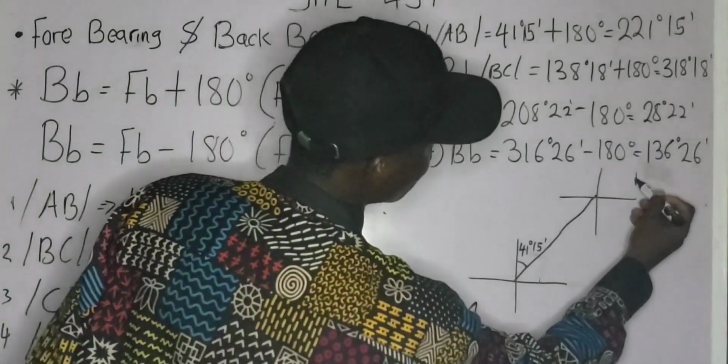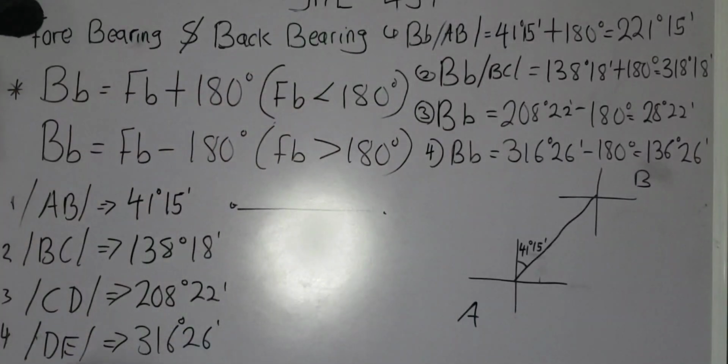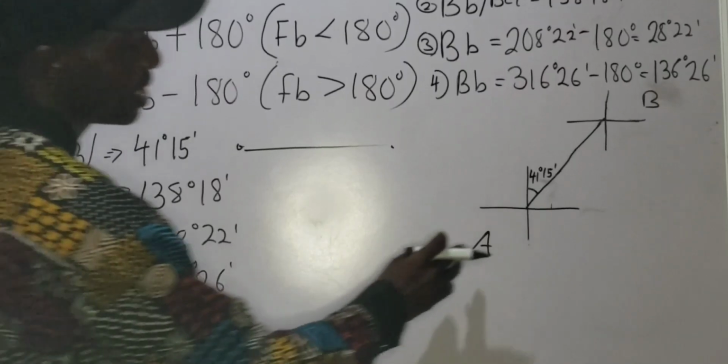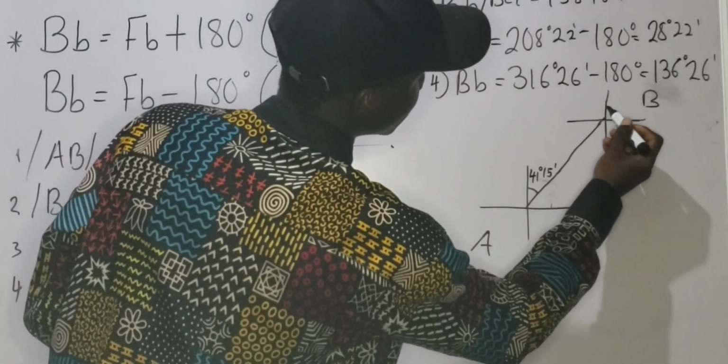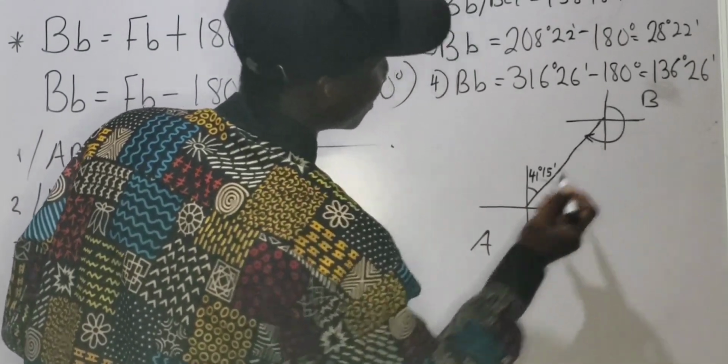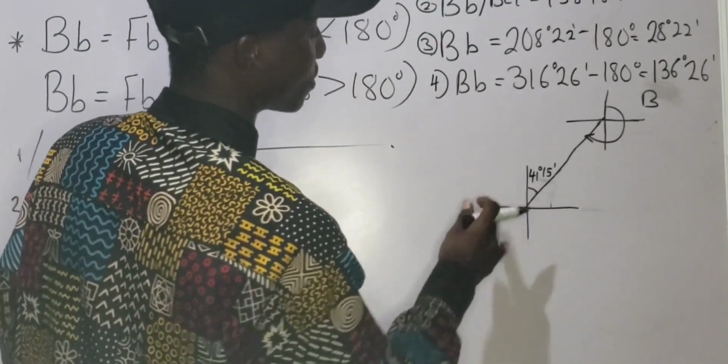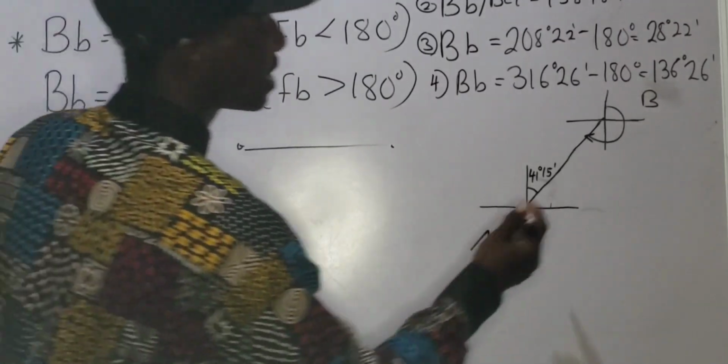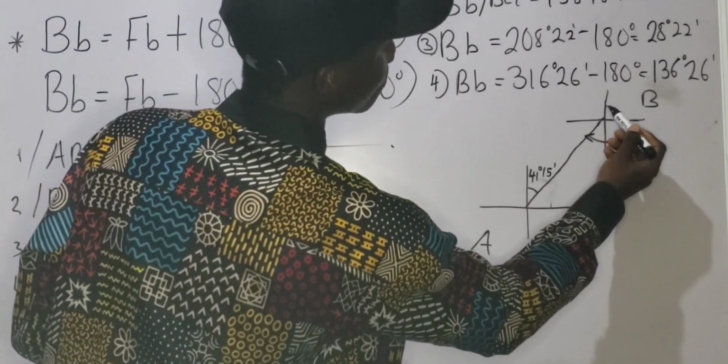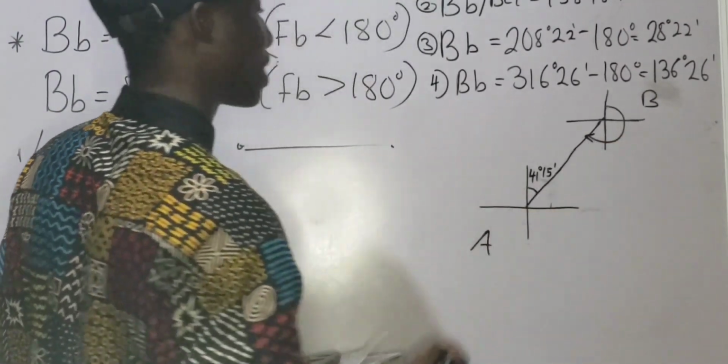Then this place will be point B. Please pay attention here. The back bearing of this angle is this. Don't forget that this is the Fore bearing that we are given in the question. The back bearing is the angle that ranges from the North Pole to this line. Are you getting it? So now let us proceed.